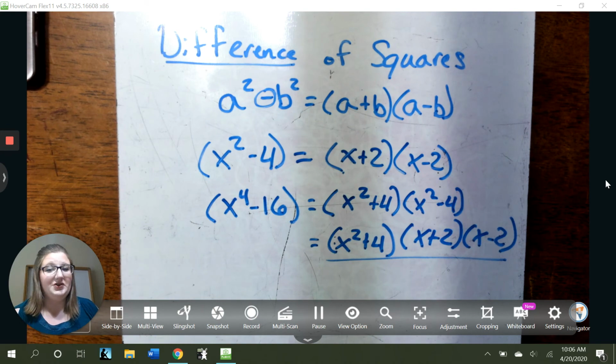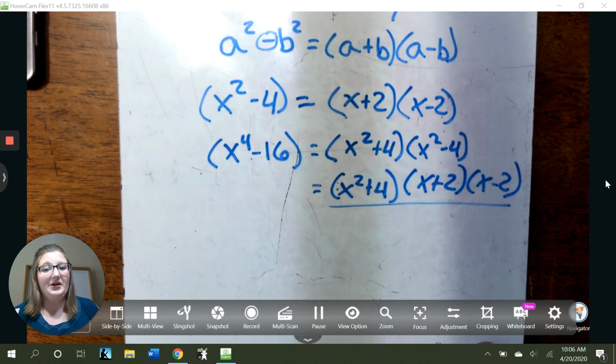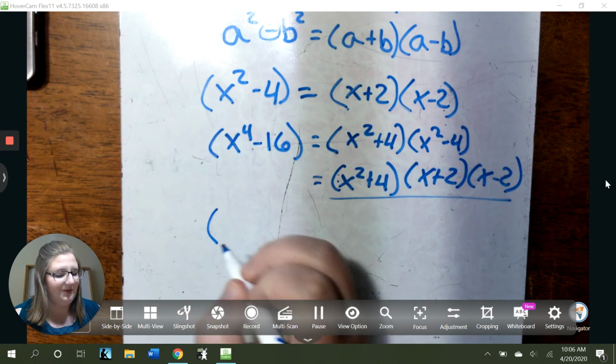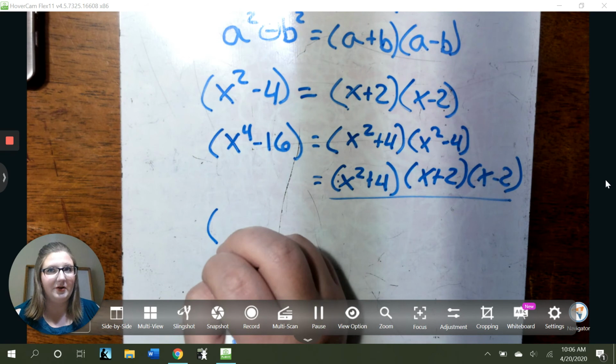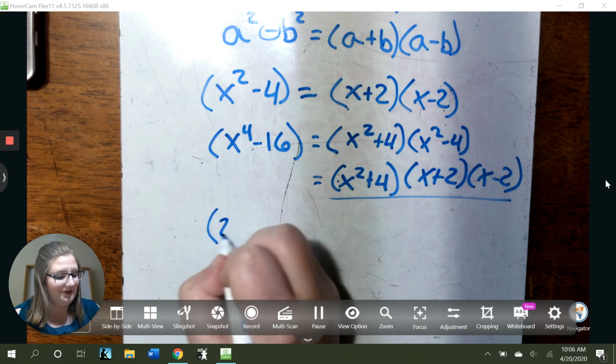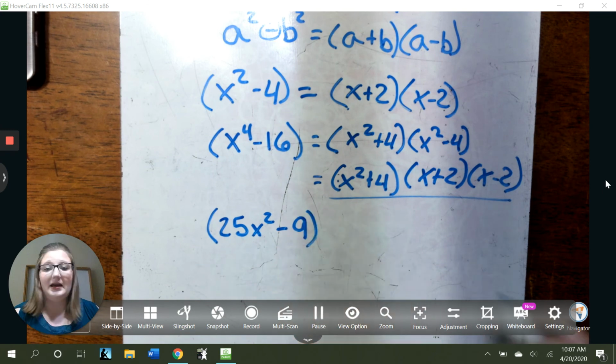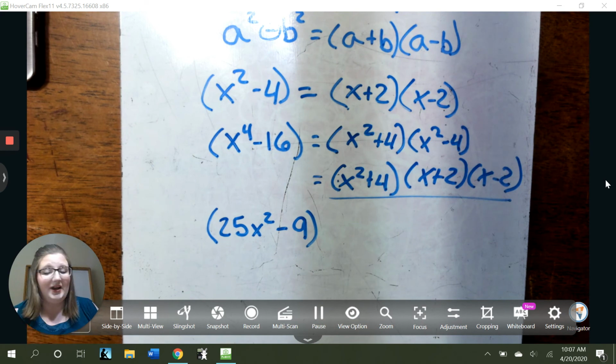I'm going to show you one more example of what you can do when there's a number in front of your first term. So say you had, let me think of a perfect square, say you had 25x squared minus 9. All right, so a little more complicated because now we have this number in front of our x squared, but we still want to try and use this difference of squares method because we're subtracting, and we know 9 is a perfect square. 25 looks like a perfect square, and x squared is a perfect square.